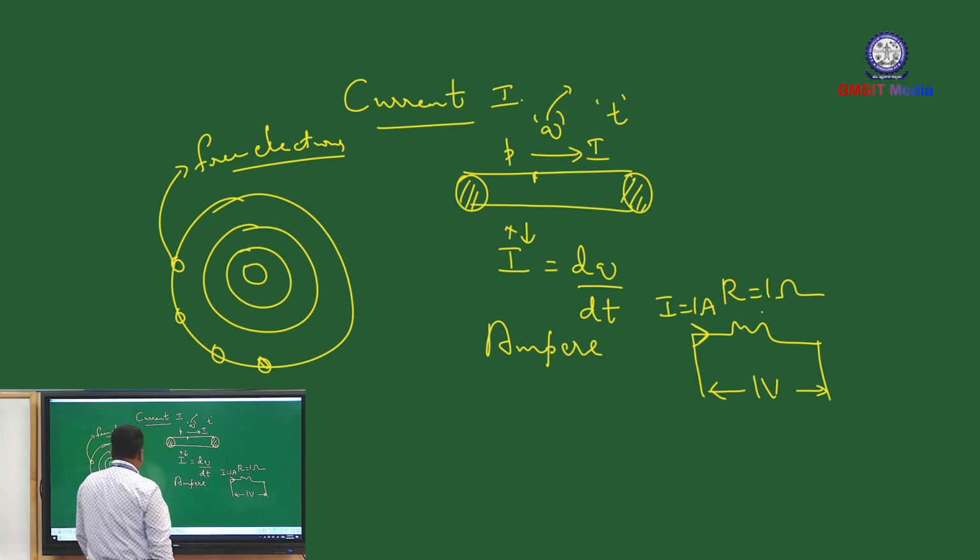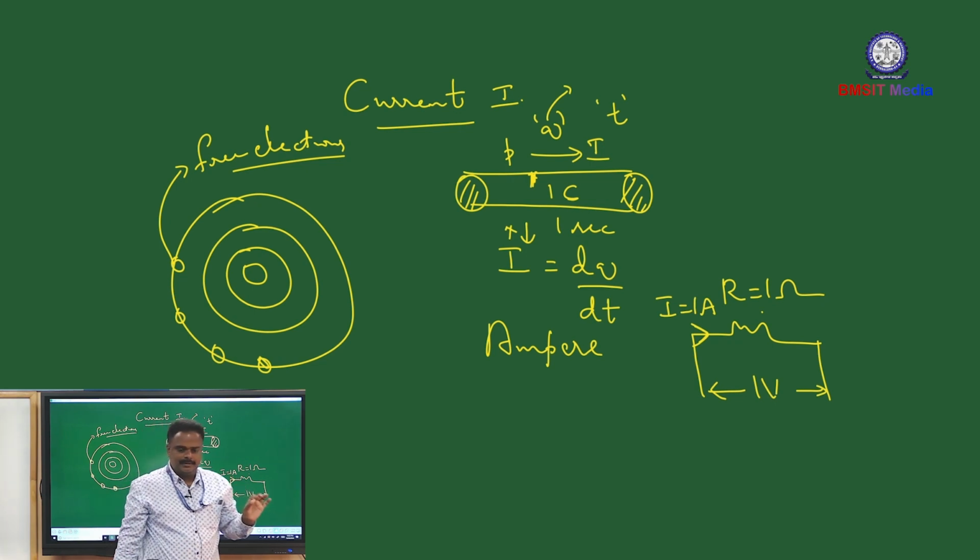1 ampere is also defined this way: if you take a point P, and a charge of 1 coulomb is transferred across this point in 1 second, then this current is called 1 ampere. So 1 coulomb of charge means how much charge?